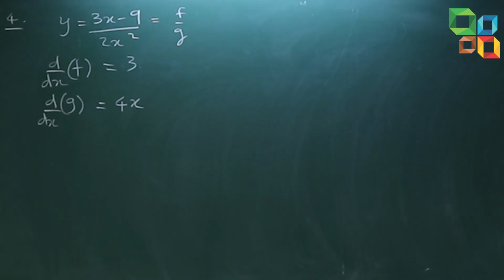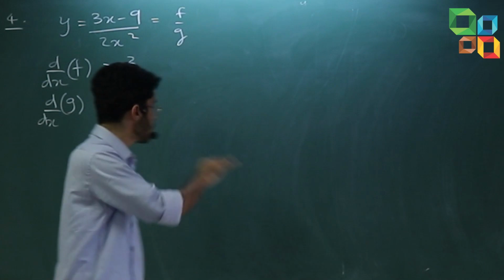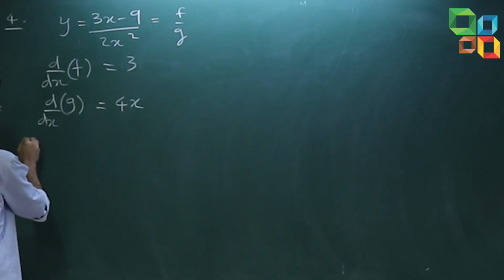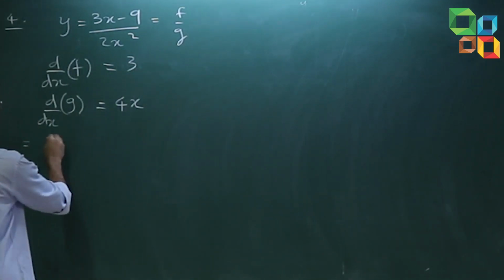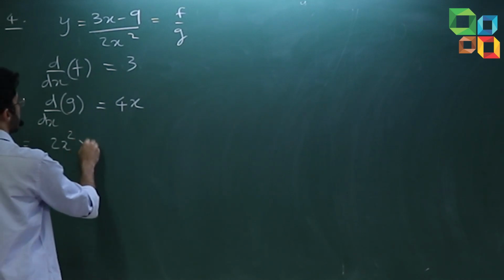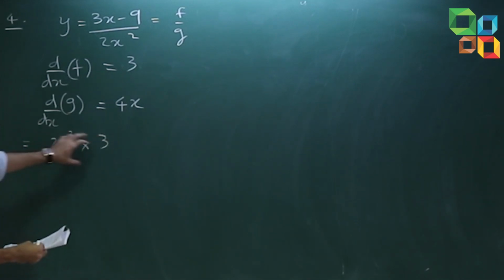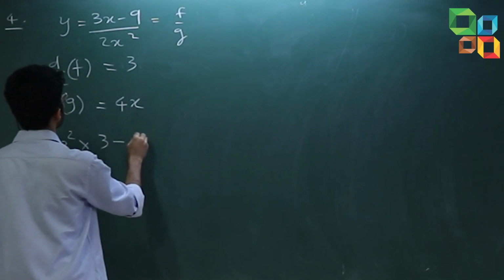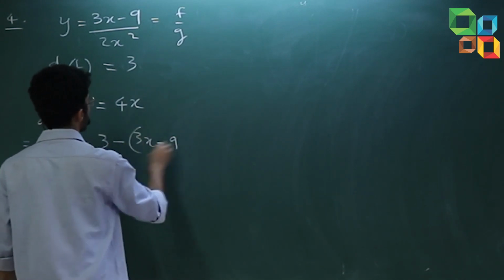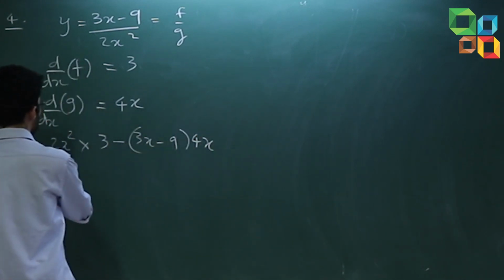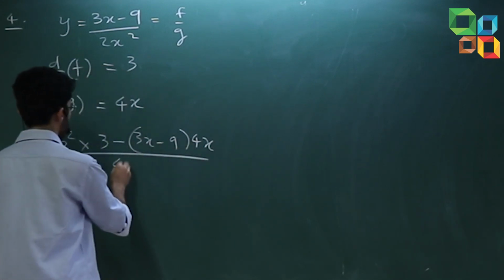Could you tell me the final expression? Where did you substitute? Here you substitute, right? Wait, minus 3x. So now I will just use the rule. Just see if you can follow. Denominator into derivative of numerator minus numerator into derivative of denominator, divided by denominator whole square.